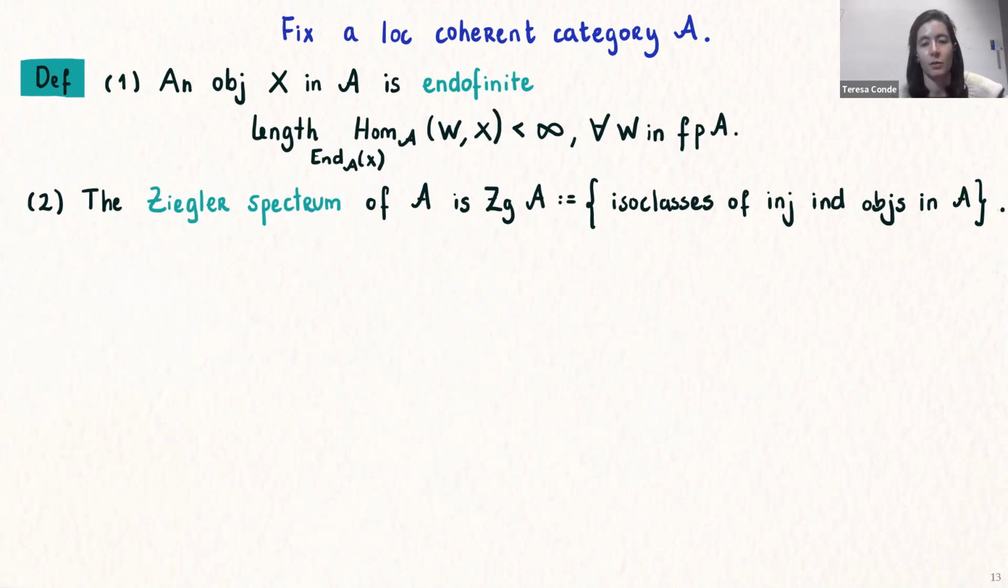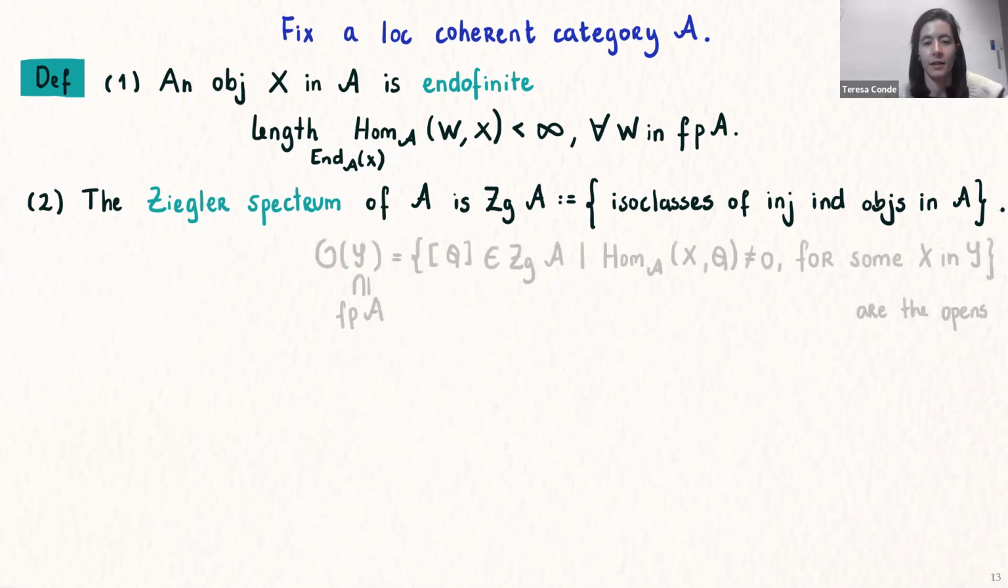And this is not just a set, there's a topological structure in there where the opens are defined in this way, as depicted in gray color. I don't have time to go through much detail about this, but yes, this is a topological space where the opens are described in this way.